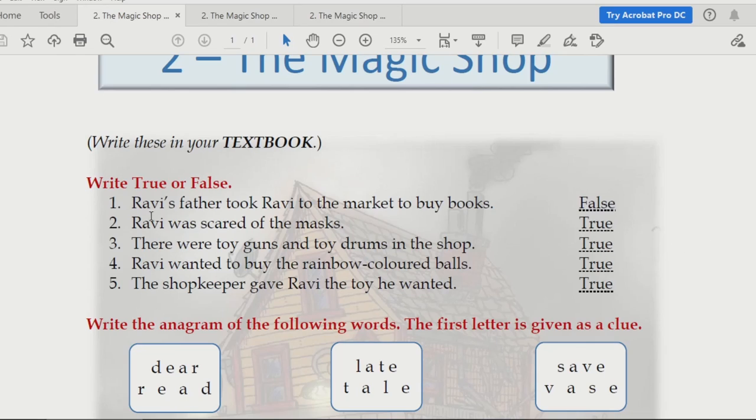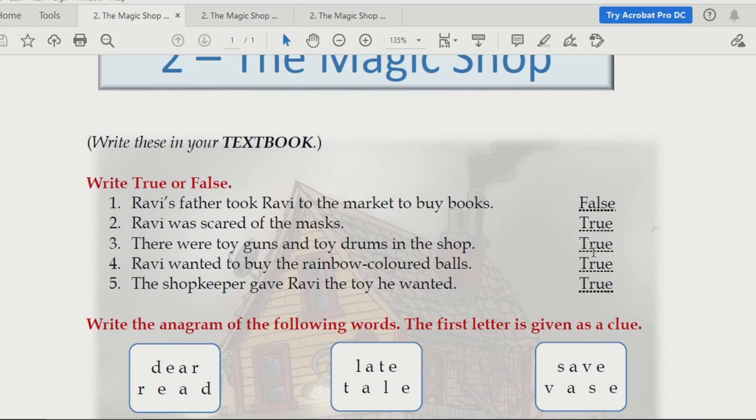Okay, the first one, Ravi's father took Ravi to the market to buy books. Why is it false? Because they did not go to buy books, but Ravi wanted to buy something for his birthday. Second one, Ravi was scared of the masks.